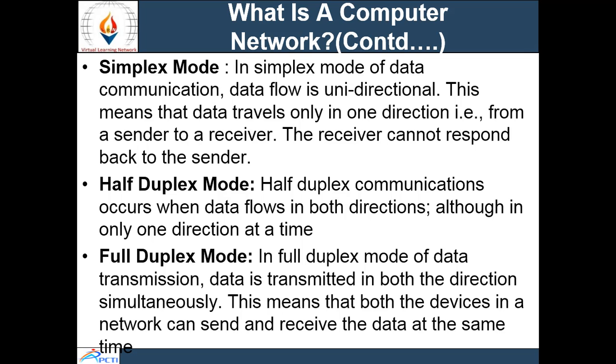Last one is full duplex mode. In full duplex mode of data transmission, data is transmitted in both directions simultaneously. This means that both the devices in a network can send and receive data at the same time. It is like a two-lane road with traffic moving in both directions at the same time. In this mode, signals going in either direction share the capacity. Half of the bandwidth is used for sending data in one direction, while the other half is used for receiving data from the other direction. An example is our telephone conversation.